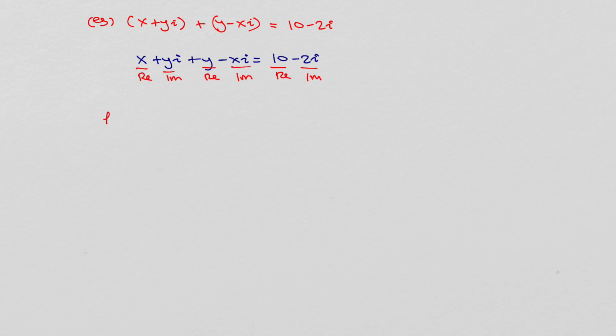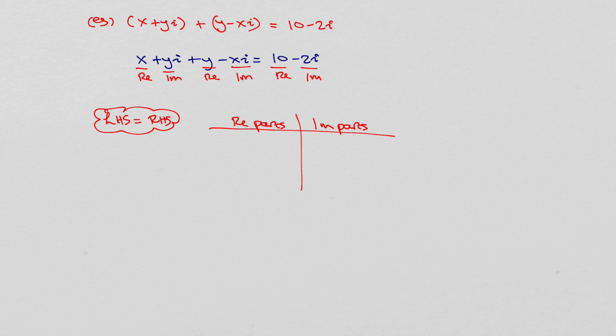And then what we do is we say, well, everything on the left must equal everything on the right. So we equate the real parts on the left with the real parts on the right, and the imaginary parts on the left with the imaginary parts on the right. So all the real parts on the left are x plus y, and all the real parts on the right are 10. So we get an equation, x plus y equals 10. And then if we look at the coefficients of the imaginary parts on the left, we have y minus x must equal the imaginary parts on the right, which is minus 2, which gives me a second equation.